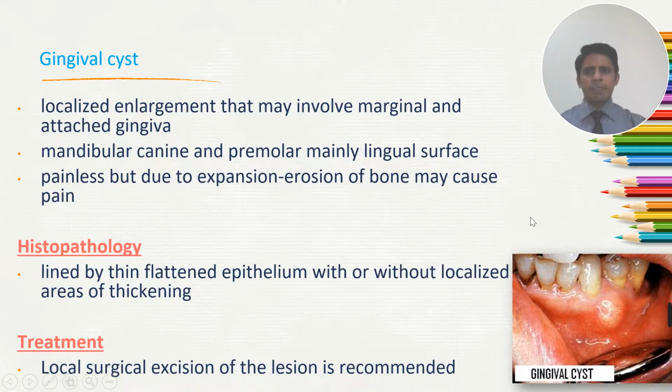Gingival cyst. It is a localized enlargement that may involve the marginal or the attached gingiva. It is mainly seen in the mandibular canine and premolar area, mainly on the lingual surface.